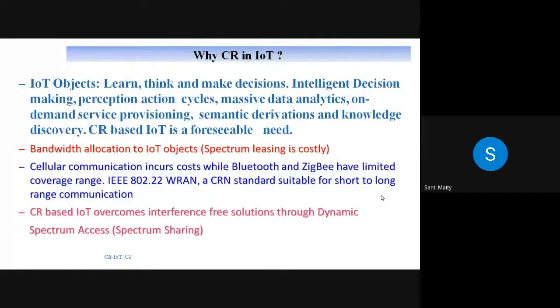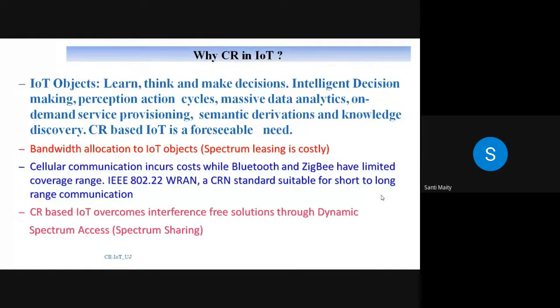So these are other approaches. As I already said, it can provide an interference-free communication environment. It will sense whether a primary user is transmitting or not. And if it finds that the primary user is absent, it will transmit. So this interference-free transmission is provided by CR mode, cognitive radio mode. So CR-based IoT provides an interference-free solution.